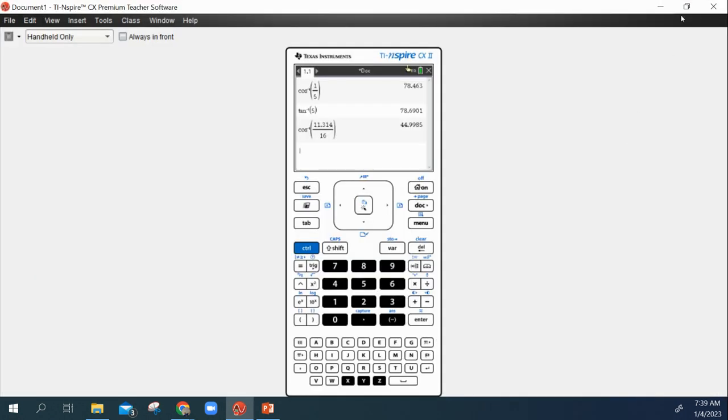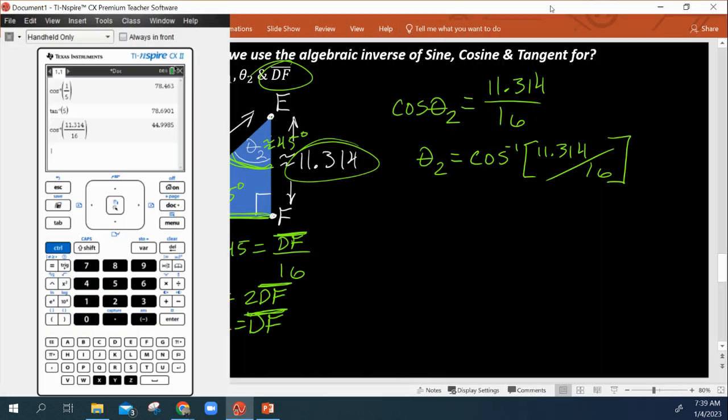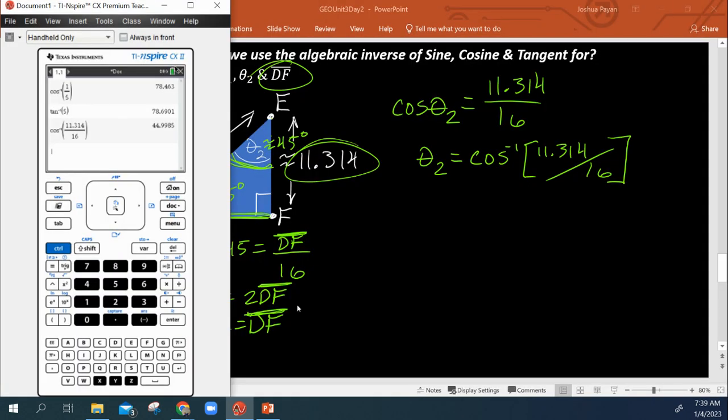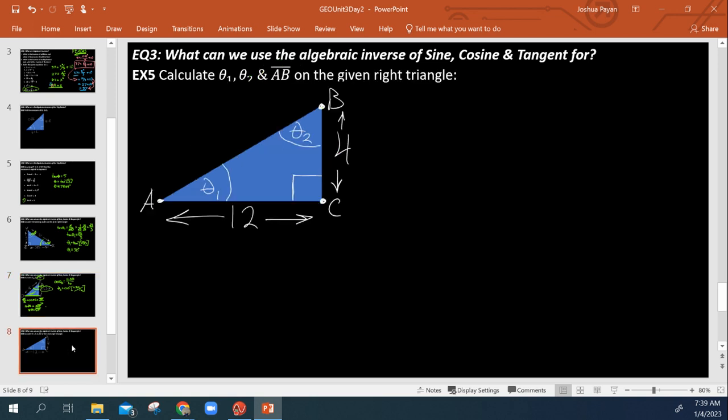Okay, so the calculator is going to tell us, if only I could move this over without it being stupid. Yeah, I just can't. So if I do 8 square root of 2, I get 11.314. Okay, so we get the same thing either way. Okay, let's do one more just for this video.